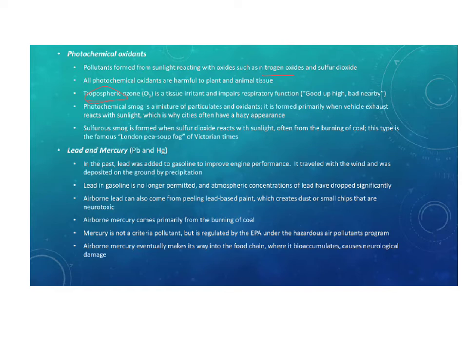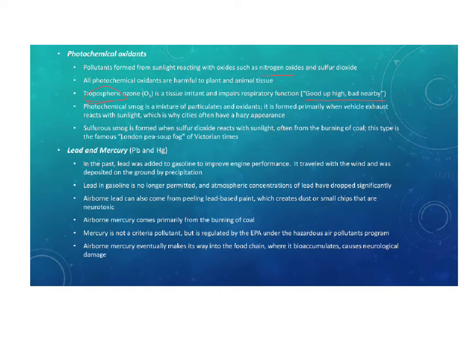So there's a saying, and there it is right there. Ozone is good up high, but bad nearby. Good up high means it's good in the stratosphere. That's where we want it, but it's bad nearby in the troposphere. In the troposphere, it's a pollutant. In the stratosphere, it keeps us from getting DNA damage from the sun.